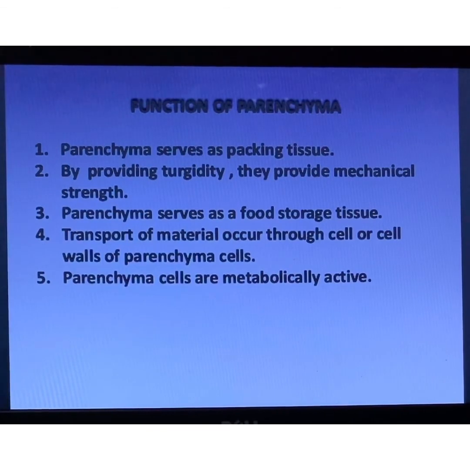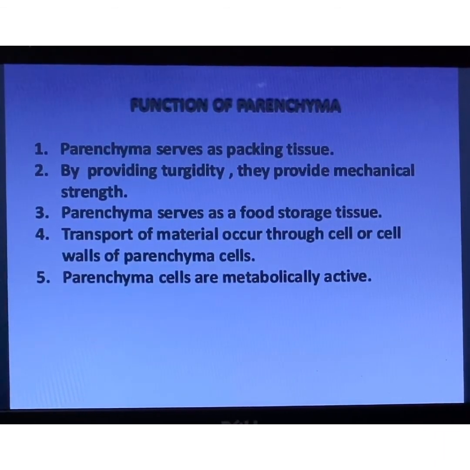Parenchyma also serves as a food storage tissue. The transport of material occurs through the cell walls of parenchyma cells, okay, from wherever they are being transported, whatever material, it could be water and minerals, it could be food, they are just passed from one cell to another cell through the cell walls of the parenchyma cells. And parenchyma cells are metabolically active. I told you earlier also, they control processes such as respiration and protein synthesis, extremely important for a plant's survival. Okay, and those processes along with photosynthesis are controlled by the parenchyma cells. So they are metabolically active.